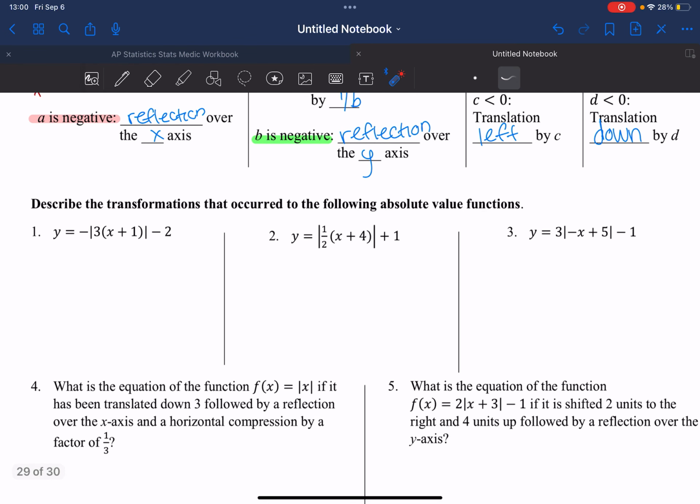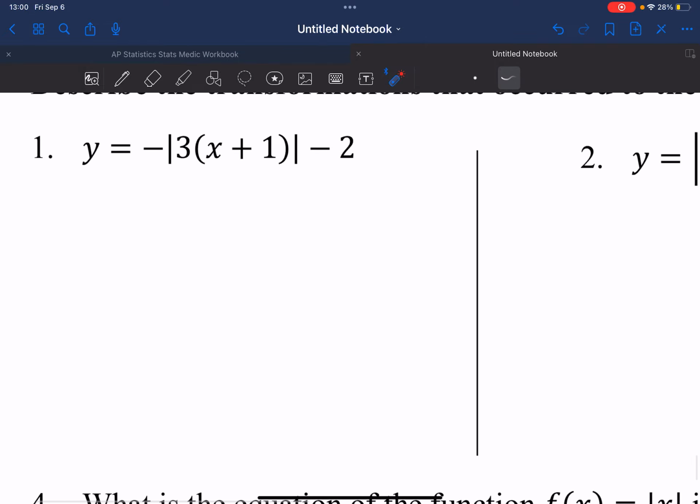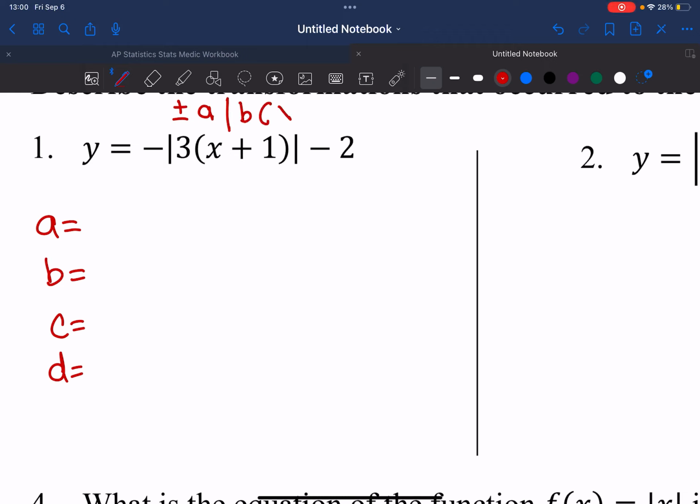Okay, so looking at example 1, it wants us to look at this transformation and label everything that happened. So we're labeling our a, b, c, and d. So that's what I'm going to do first. So I'm going to label my a, b, c, and d. And if you remember from above, that format was plus or minus a, absolute value of b, parentheses, x minus c, plus d.